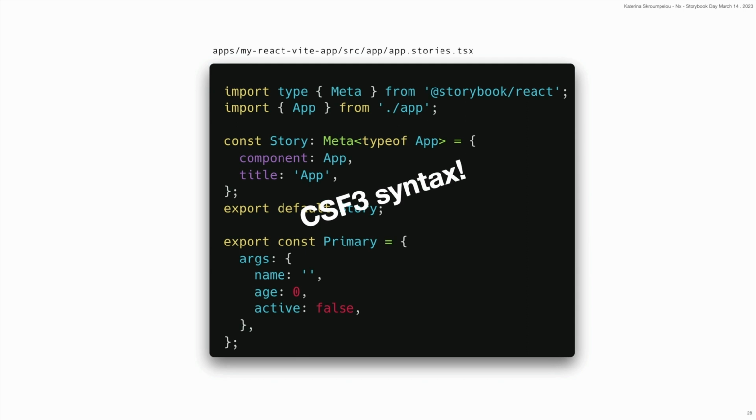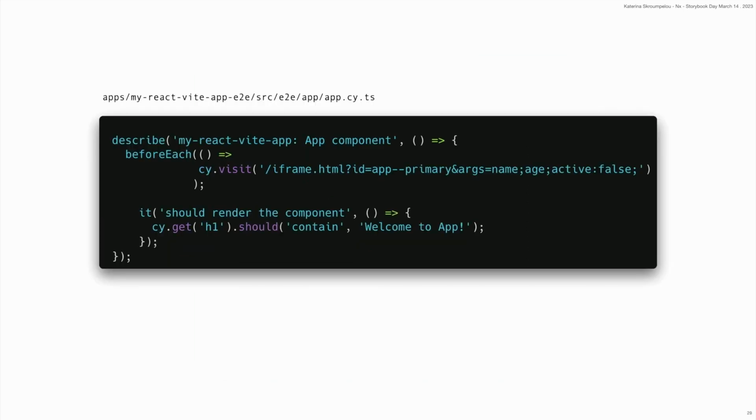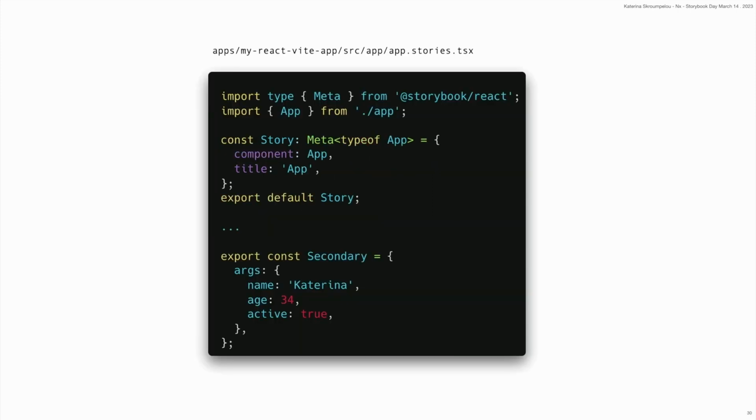Then Nx would also generate the Cypress specs. So you can see that it would generate a Cypress test that would visit the iframe of your Storybook. So Cypress would start the server, it will launch Storybook, and it will visit the /iframe with the correct props. So if you had a secondary story with the arguments of name Katerina, age 34, active true, and let's remember the template.